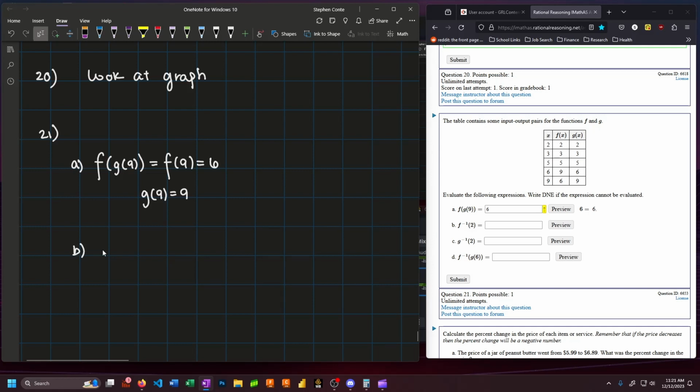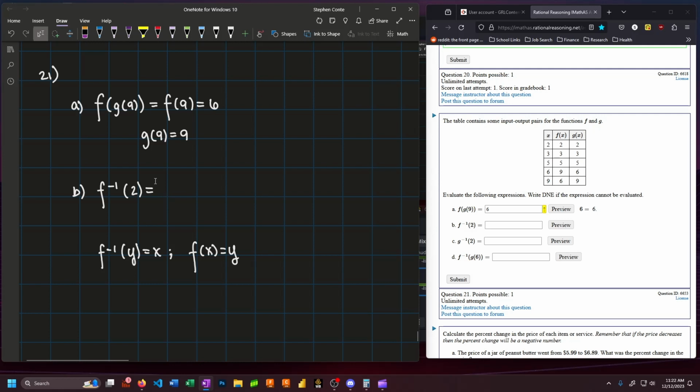B. F inverse of 2. So I'm looking for what? F inverse is typically defined like this: if some function f of x equals y, then its inverse f inverse of y is equal to x. So when I say f inverse of 2, I'm looking for an x value that gives me a function value of 2. The only time that f of x equals 2 is for x equals 2. So that would have to mean f inverse of 2 is equal to 2.